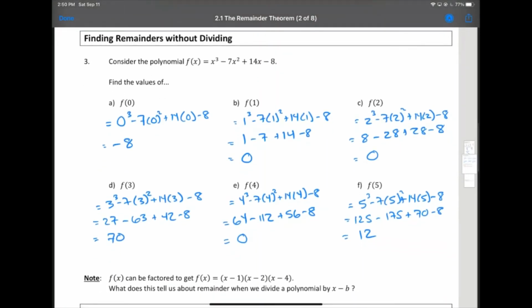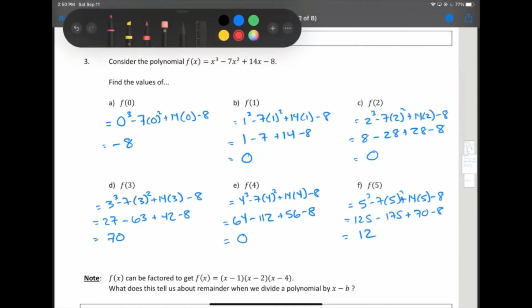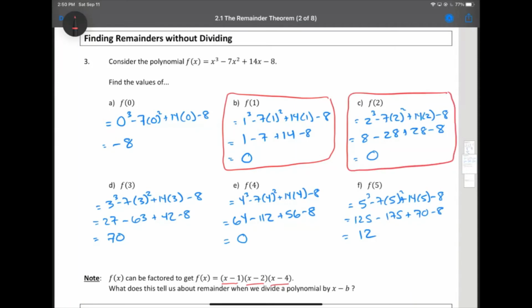If you factor that original polynomial, get that out of the way so you can still see the title, you get x minus 1, x minus 2, and x minus 4 as factors. 1, 2, and 4. What do those all have in common? The answer is when I plugged in the values 1, 2, and 4, which are the roots or the zeros of the function, I get out 0 remainder each time.